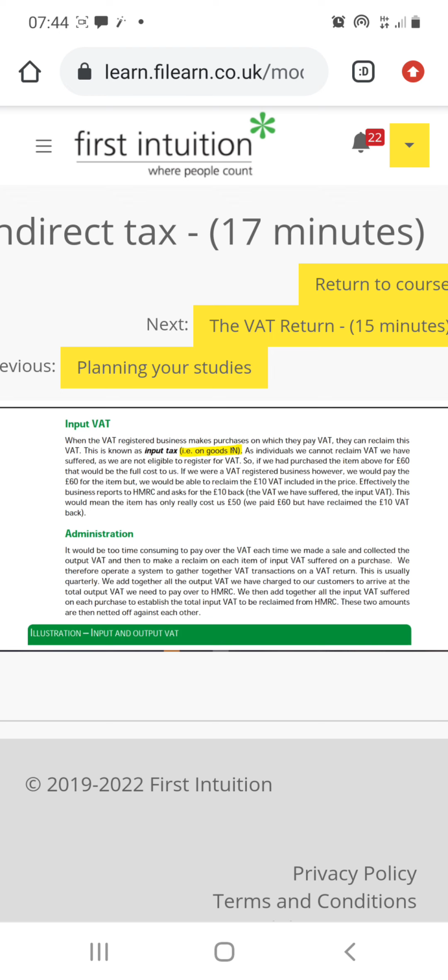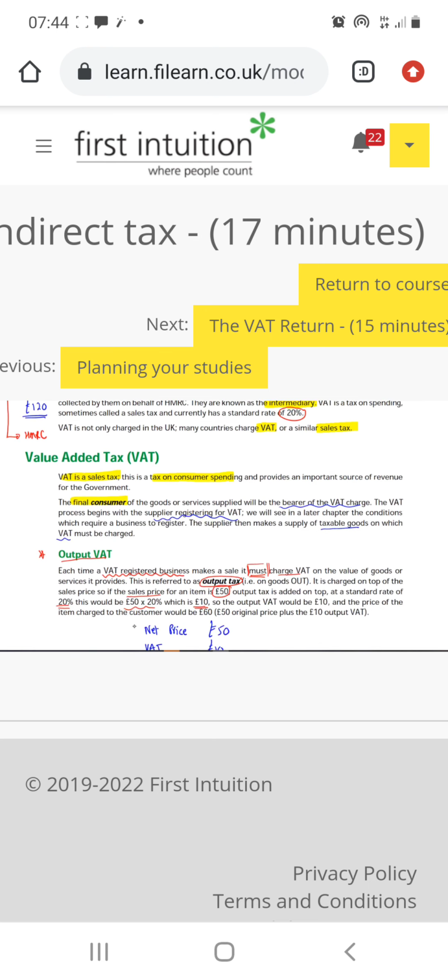So when a business that is VAT registered purchases some items and there is VAT included on those items, they can reclaim this VAT, and we call it input tax. The tax that they are paying on goods that they are bringing in to their organisation. Now, only VAT registered businesses can reclaim this input VAT. As individuals, as consumers or non-VAT registered people, we cannot reclaim this VAT.